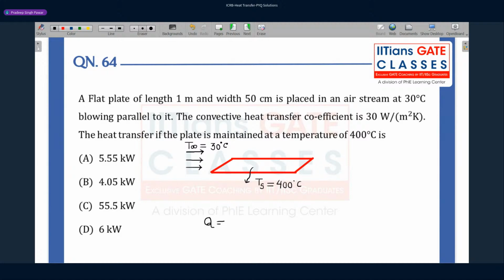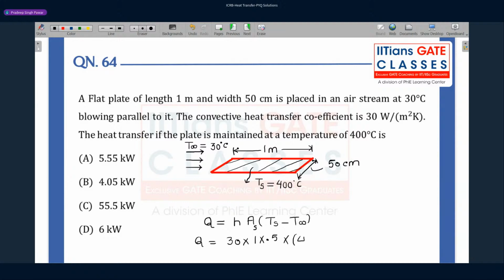Newton's law of cooling: Q is h A (T_s minus T infinity). A is the surface area from where the heat is getting transferred. In this case, if you look at the plate, the length is 1 meter and the width is 50 centimeters. So if you calculate Q, h is given as 30, and the area is 1 into 0.5. This is the surface area available for convection heat transfer, times the surface temperature of the hot plate, which is 400, minus the free stream temperature, which is 30 degrees. Let's see what answer we get here.